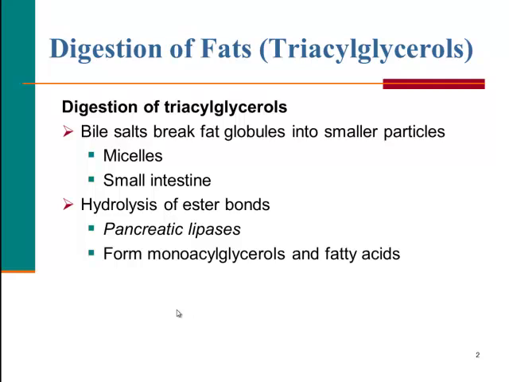Now, there are other enzymes that are secreted by the pancreas called lipases. And lipases are going to cleave the ester bonds that were formed when the fatty acids were joined to the glycerol, the 3-carbon glycerol backbone. Now, what that's going to yield is, for every triacylglycerol, 2 fatty acids and 1 molecule that is referred to as a monoacylglycerol. So that's going to be the glycerol backbone with just 1 fatty acid remaining.